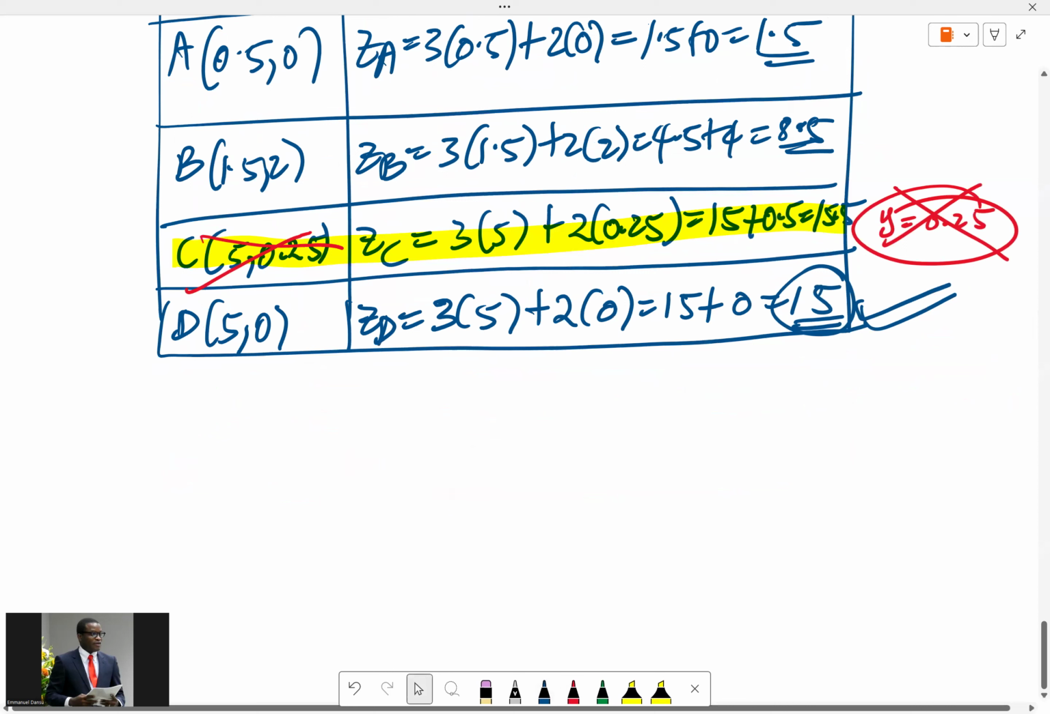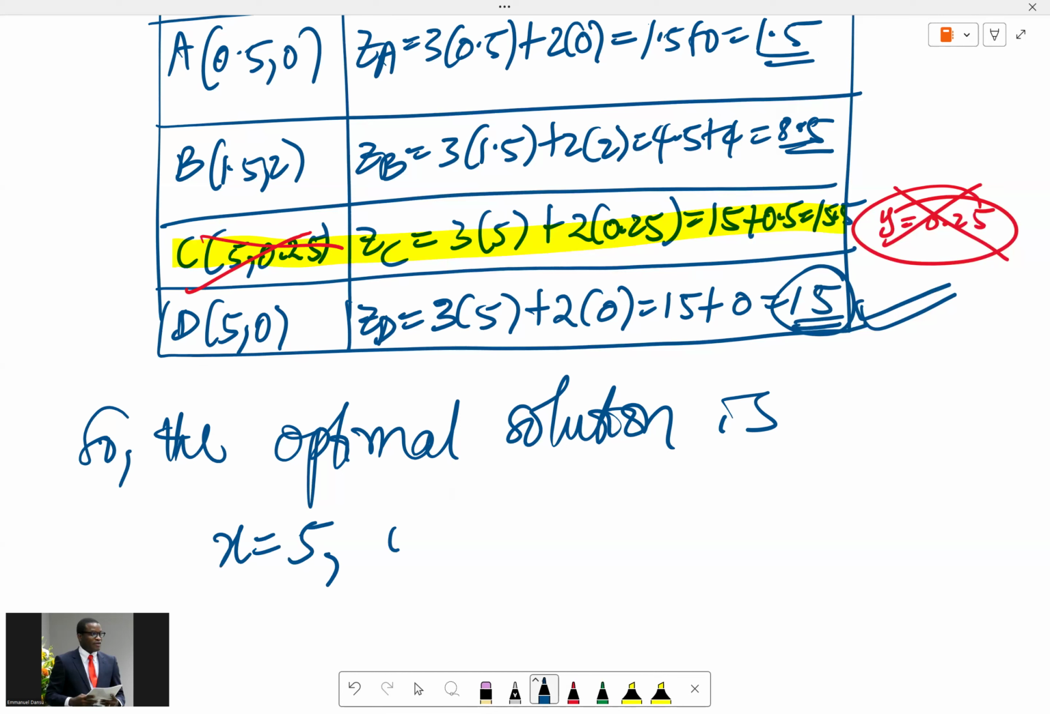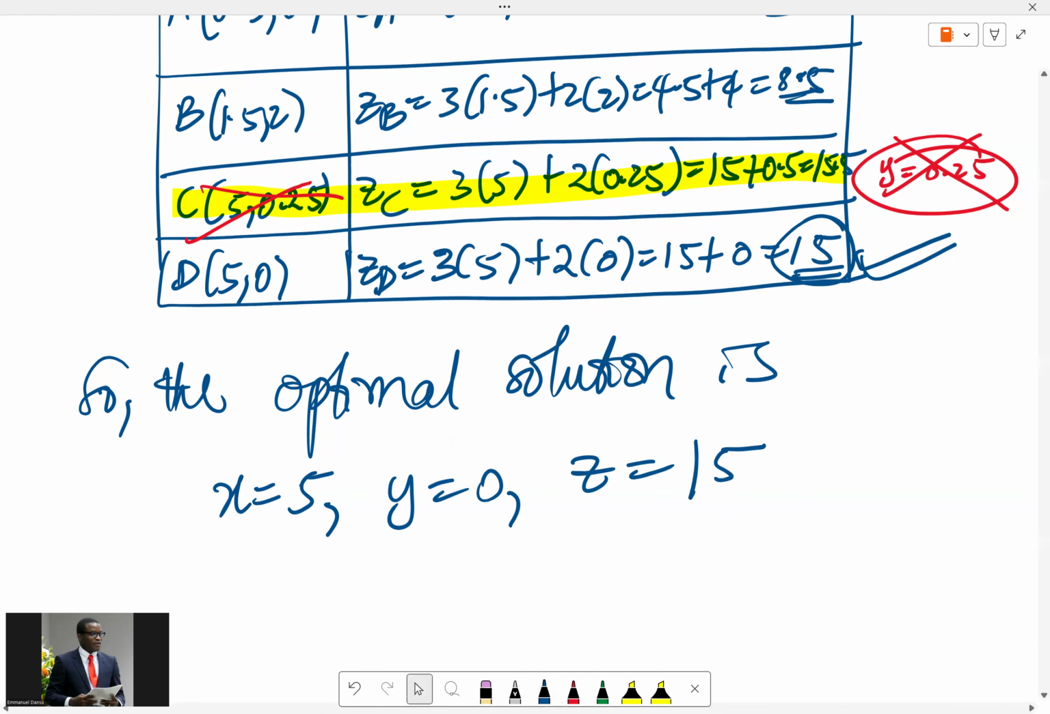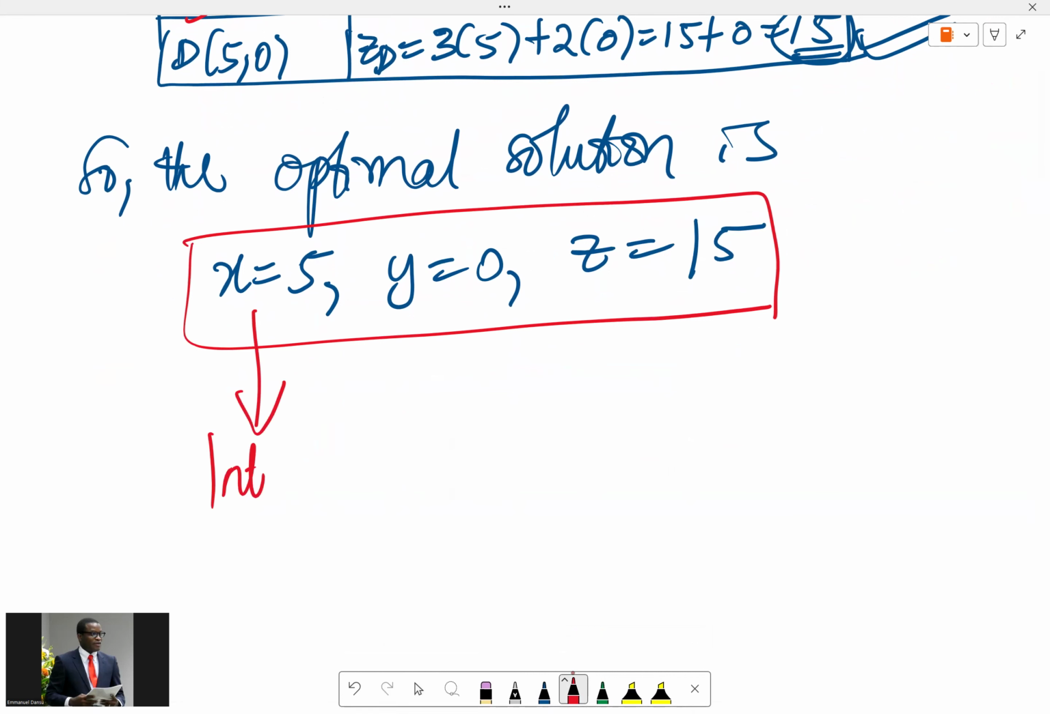So the optimal solution is such that x is equal to 5, y is equal to 0, and Z is equal to 15. Now with this, you check again: is everything integer as expected? x equal to 5 is an integer. Correct, so we have excluded the 0.5. y equals 0 is also an integer. Z could actually be anything, we don't care. As far as x and y are integers, we are good to go.